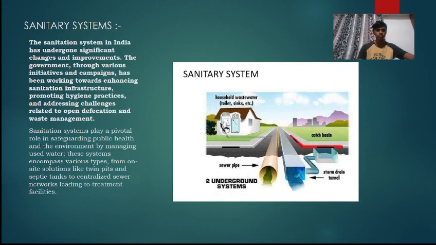Next is sanitary systems, which are the most important of this. The sanitation system in India has undergone significant changes and improvements, and the government, through various initiatives and campaigns, has been working towards enhancing the sanitation infrastructure, promoting hygiene practices and addressing challenges related to open defecation and waste management. The sanitation system plays a vital role in safeguarding public health and the environment by managing used water. These systems comprise various types of on-site solutions like twin pits and septic tanks, or centralized sewer networks leading to treatment facilities.